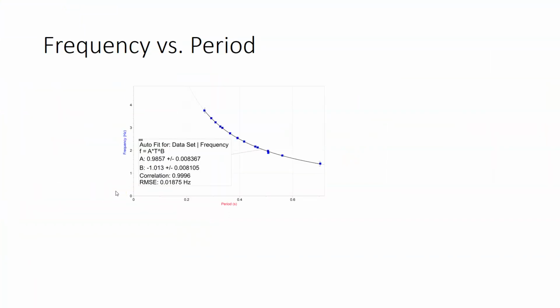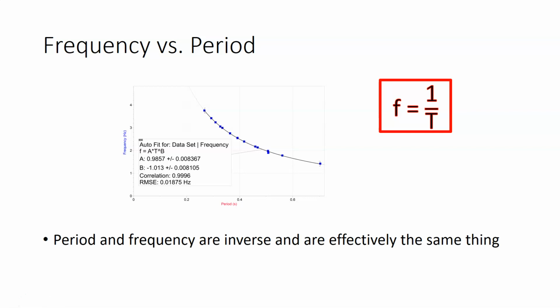So here's that graph just to summarize our findings, that for the relationship between frequency and period, we discovered that these two were the inverse of each other. They are effectively the same thing. Obviously, they're the inverse, but when anybody's making a comment on frequency, they're making a comment on period, and period on frequency. They're just defined as the inverse.